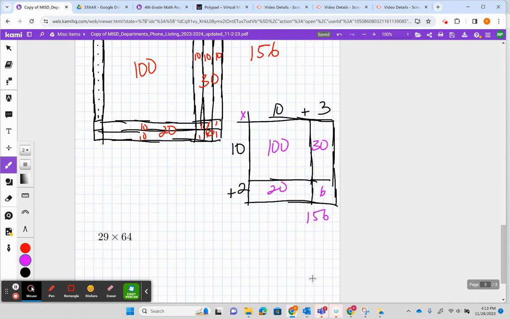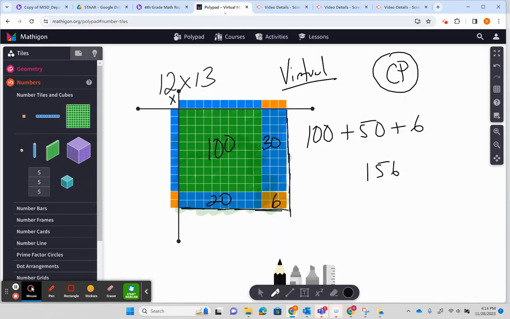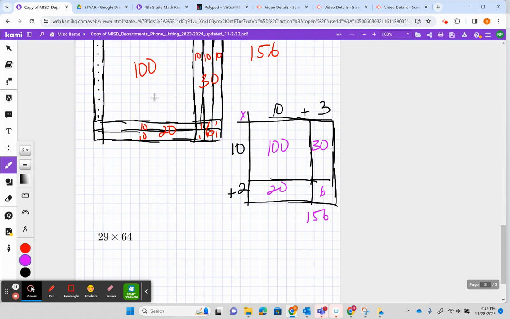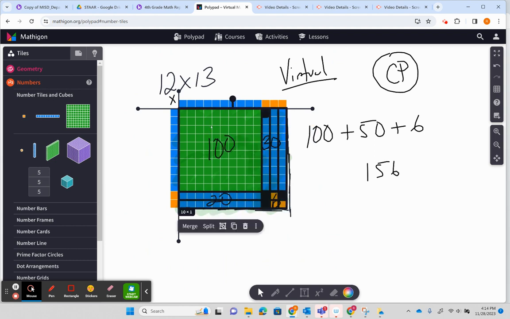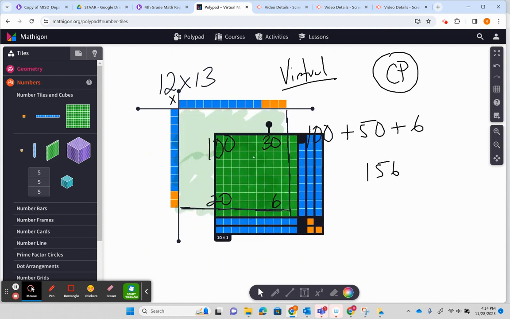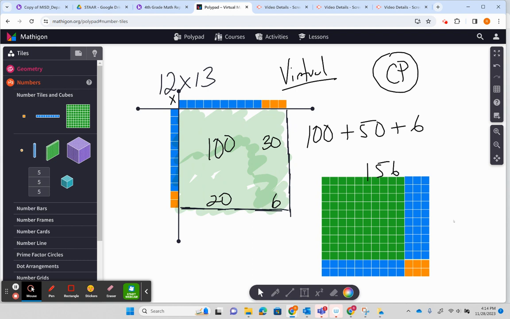And that's it. So from concrete, pictorial, abstract. You can come out here and make sure the kids see that this is your product, right? Ta-da! And there it is.